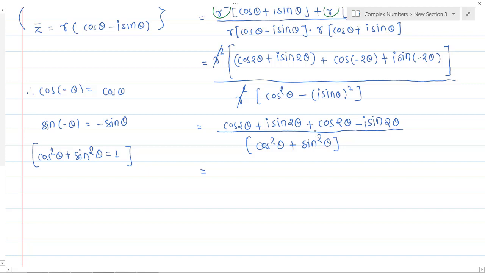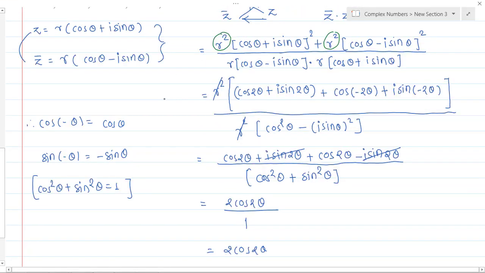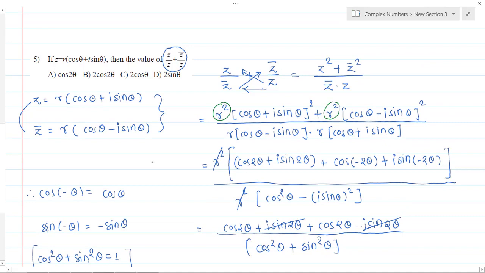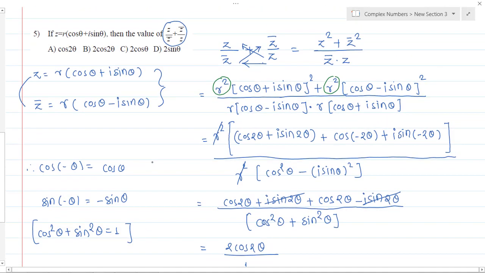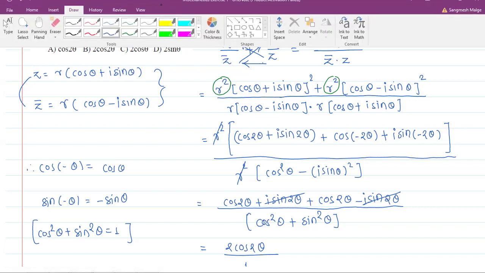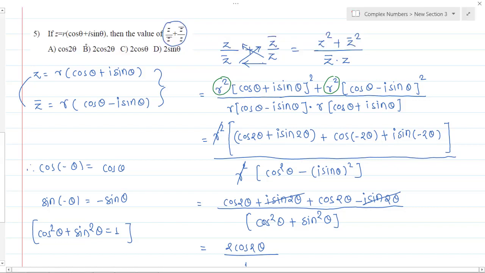So cos 2 theta becomes 2 cos 2 theta, and i sin 2 theta minus i sin 2 theta cancel, whole divided by 1. So what is your answer? It's nothing but 2 cos of 2 theta. Which is the correct option? 2 cos of 2 theta is your correct answer, which is option B.